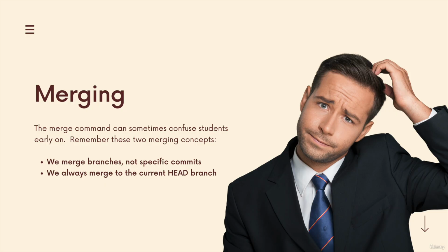There's a couple of things that can be confusing about merging. And basically, I try and boil it down to these two principles. We merge branches, not specific commits. So we don't pick one commit and a second commit and join them together. We merge branches. And the second piece is that we always merge based on the current head branch. We merge to where we are, to where head is.